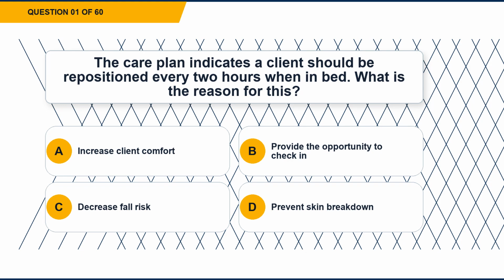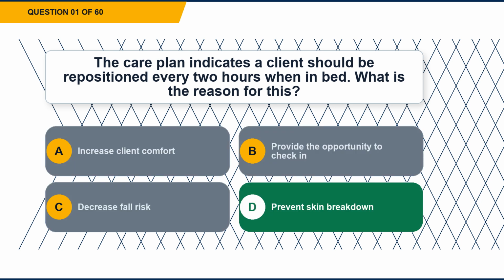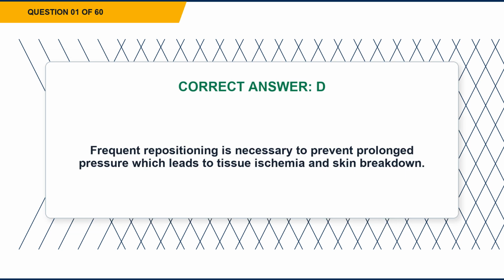Question 1. The care plan indicates a client should be repositioned every 2 hours when in bed. What is the reason for this? Option A. Increase client comfort. Option B. Provide the opportunity to check in. Option C. Decrease fall risk. Option D. Prevent skin breakdown. The correct answer is option D. Prevent skin breakdown. Explanation. Frequent repositioning is necessary to prevent prolonged pressure, which leads to tissue ischemia and skin breakdown.